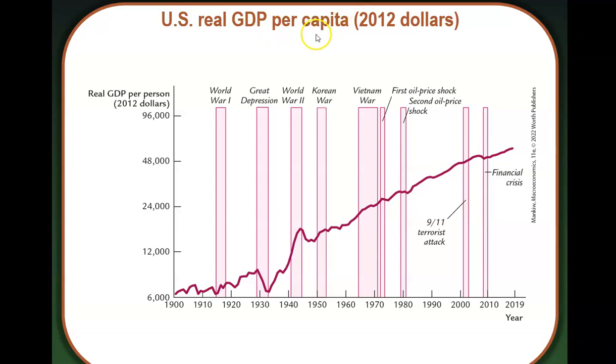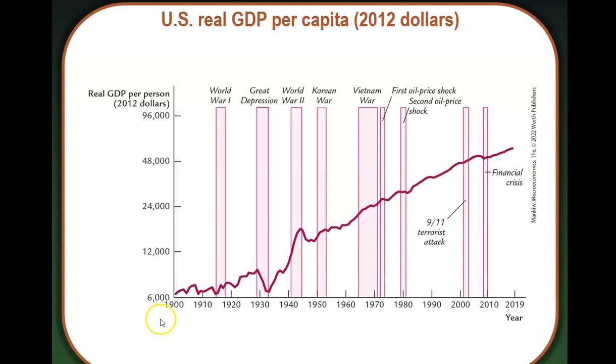And per capita means we're looking at this in terms of per person values. So how much stuff are we producing per person over time? Real GDP per capita is the standard way that we measure the standard of living in an economy. So the more stuff, the more goods and services per person that we are producing, the better off we are in a material sense.